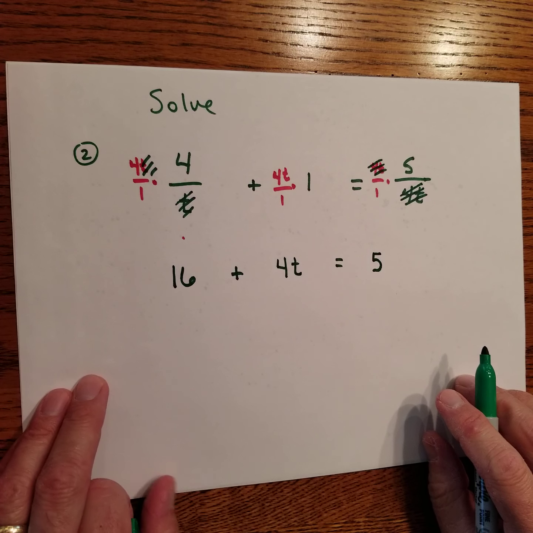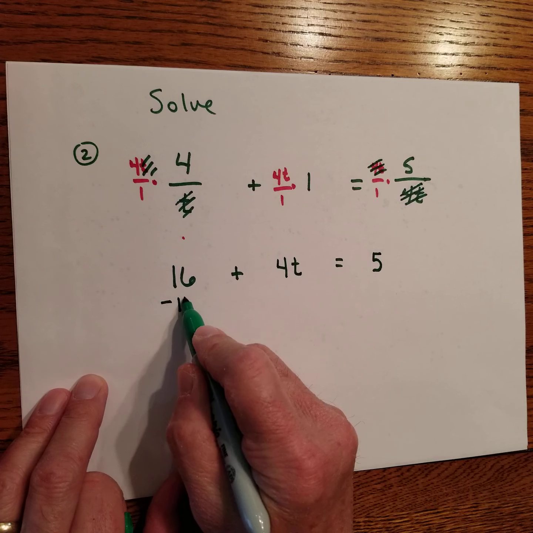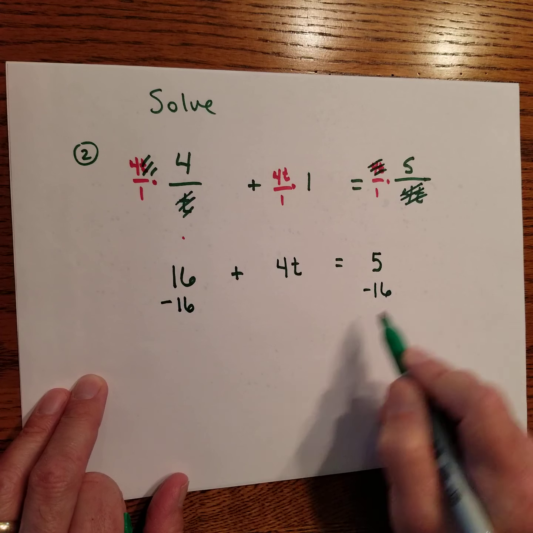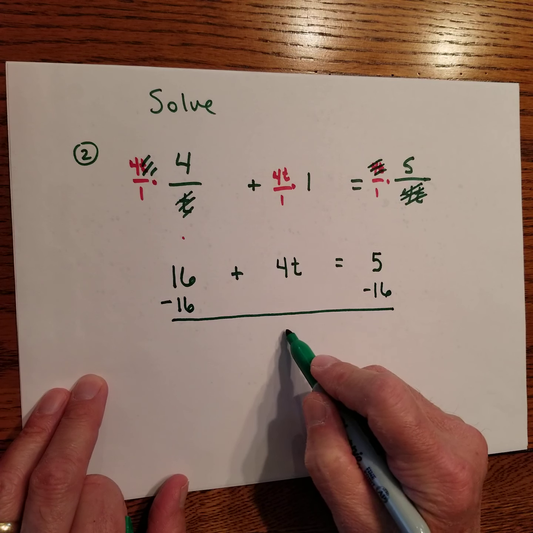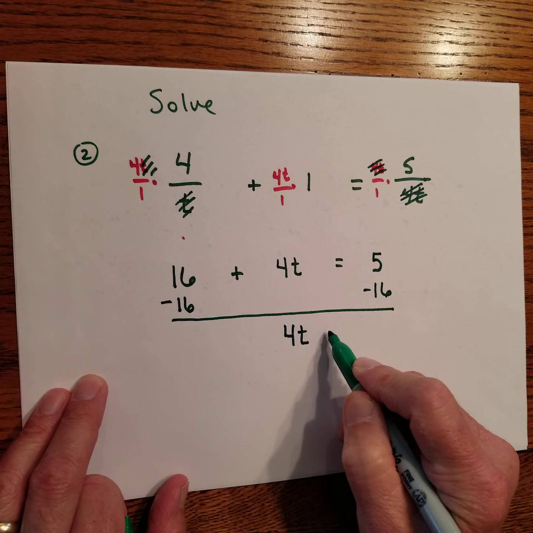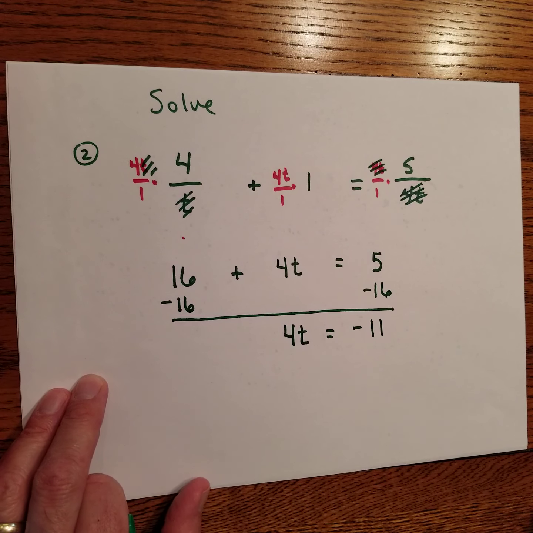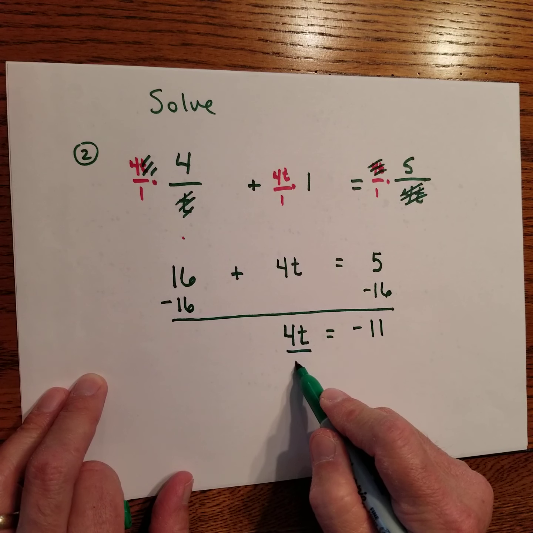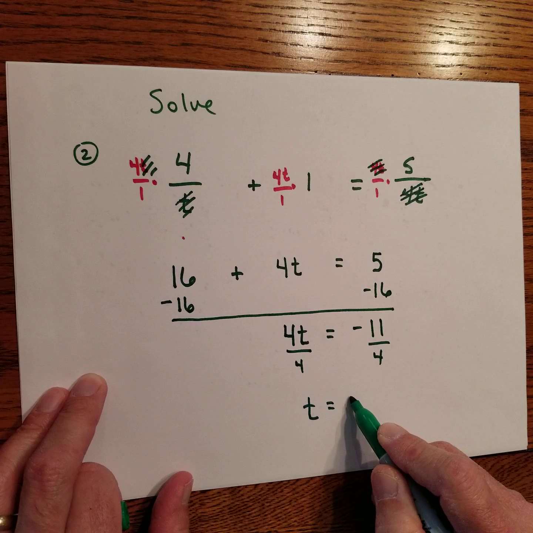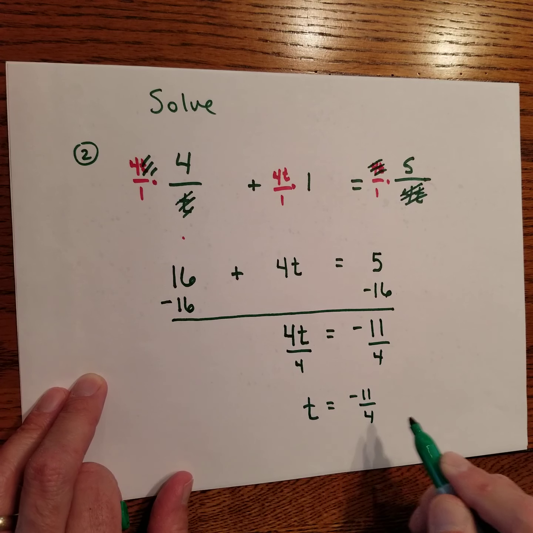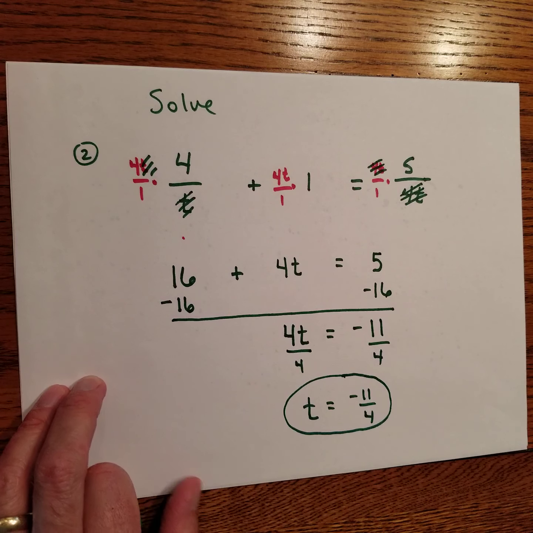Now we'll solve for t. If I want to get t by itself, I should get rid of this 16. 16 minus 16 is 0. Copy the 4t. 5 minus 16 is negative 11. Now divide by 4. And we'll say that t is equal to negative 11/4. That's some good looking math.